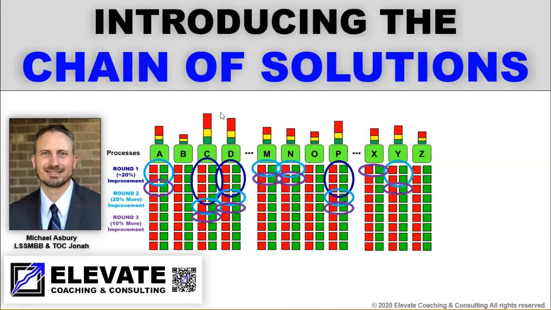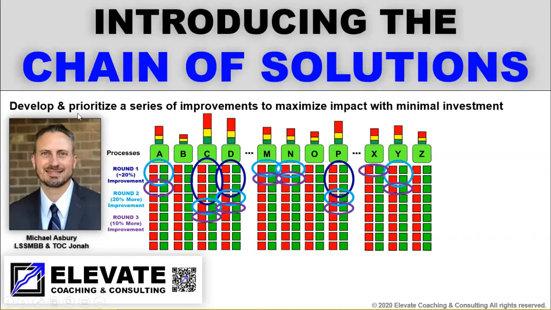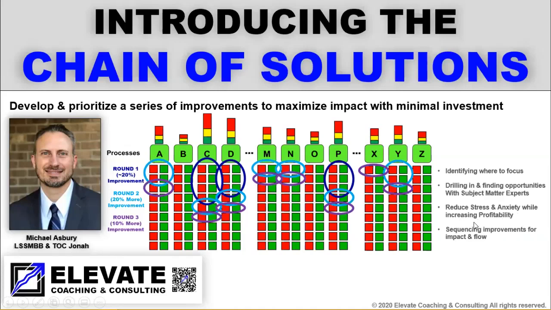All right. So today we are going to talk about the chain of solutions, and we're going to talk about developing and prioritizing a series of improvements to maximize the impact with the minimal investment. So we're going to identify where to focus, show how to drill in and find the opportunities for improvement with the subject matter experts, and show how to reduce the stress and anxiety at the same time we're increasing the profit for the organization.